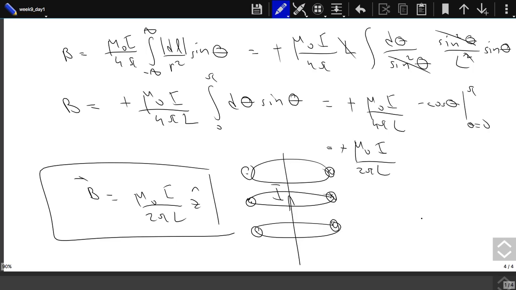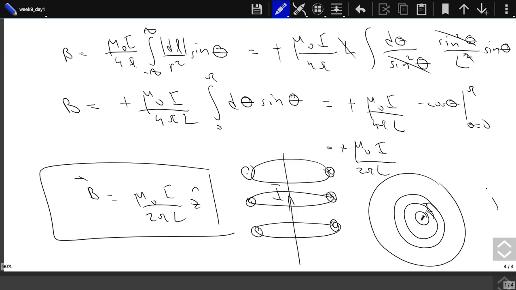And if you look at it from the top, this is the current. These are how the magnetic field lines look like. Their intensity gets smaller as you go away from the wire because the magnitude gets smaller. And again, the direction you can determine by your right hand. This is the direction of the current. Point your thumb in the direction of the current, then your fingers curl in the direction of the magnetic field lines.